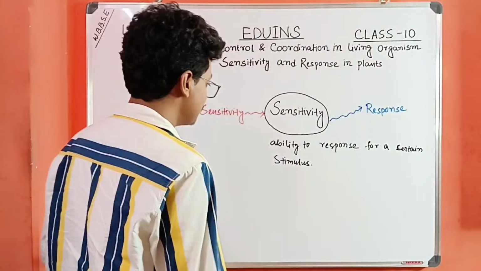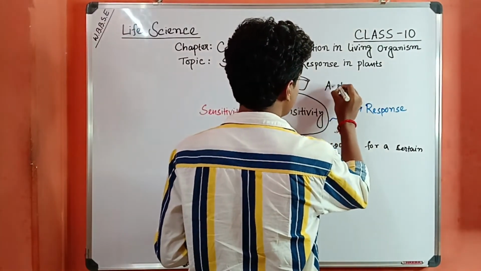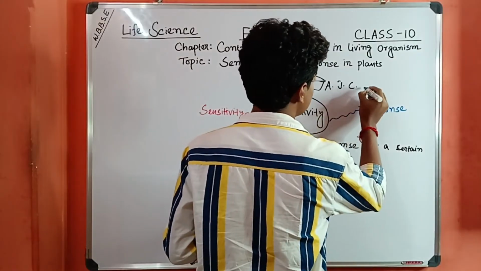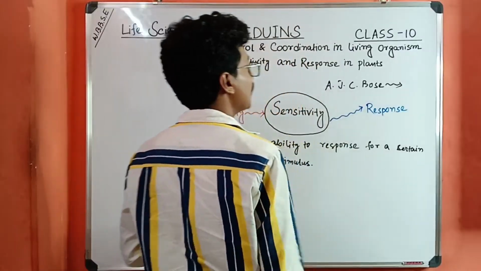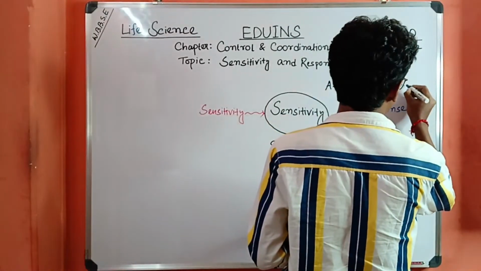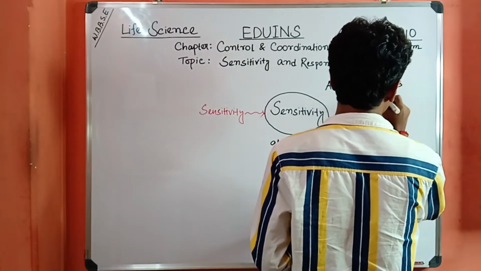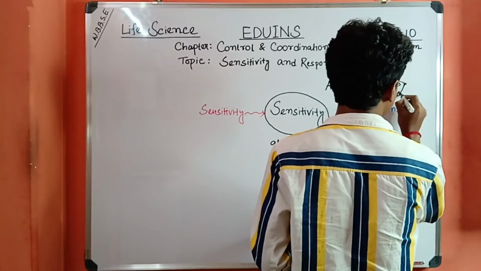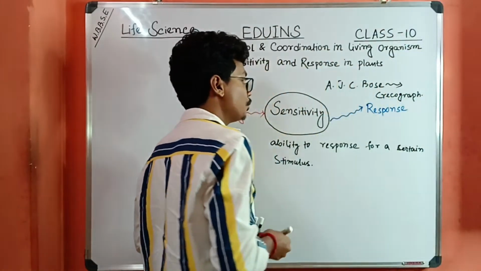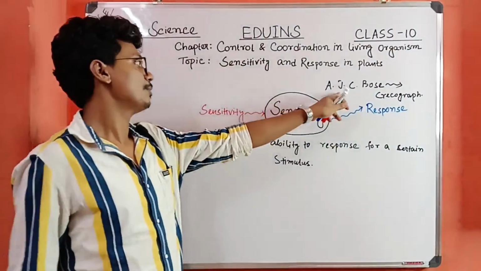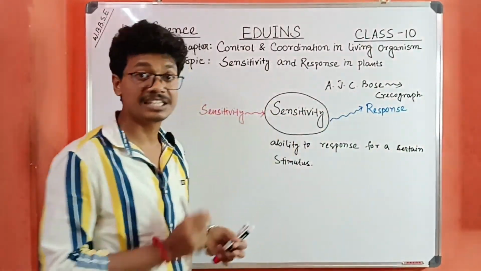The Indian scientist, Dr. Acharya Jagadish Chandra Bose, first discovered an instrument called the crescograph, through which he proved that plants can respond to a certain stimulus.